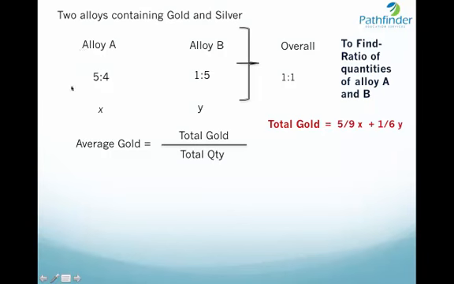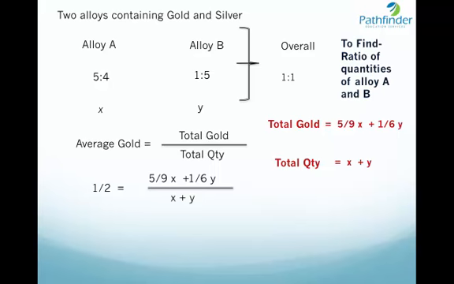So what is the total amount of gold from alloy A? 5/9 into x, since the ratio of gold and silver is 5:4. Plus the ratio of gold and silver here is 1:5, so 1/6 into y. This is the amount of gold from alloy A and alloy B. What is the total quantity? The total quantity is x plus y. Now on substituting these values, we get the average quantity of gold, which is 1 by 2, because overall the ratio of gold and silver is 1:1. Therefore, the fraction of gold in the final mixture must be 1 by 2, 1 upon 1 plus 1, is equal to 5 by 9x plus 1 by 6y upon x plus y.